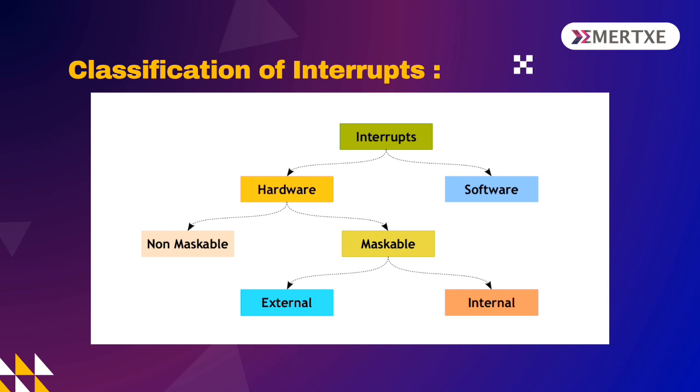These are again divided into two types: external and internal. External interrupts are triggered by external hardware. Internal interrupts are triggered by internal conditions such as a timer overflow. On the other side, software interrupts are generated by a program to request system level services like system calls.